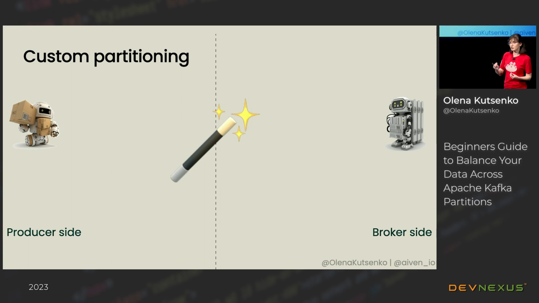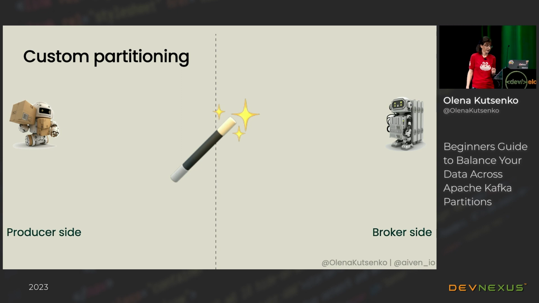And here it's very useful when you can't really use the key for deciding where the data should go, but you want to rely either on a different property or maybe a combination of the properties in your data. So in this case, you can use the custom partitioner.